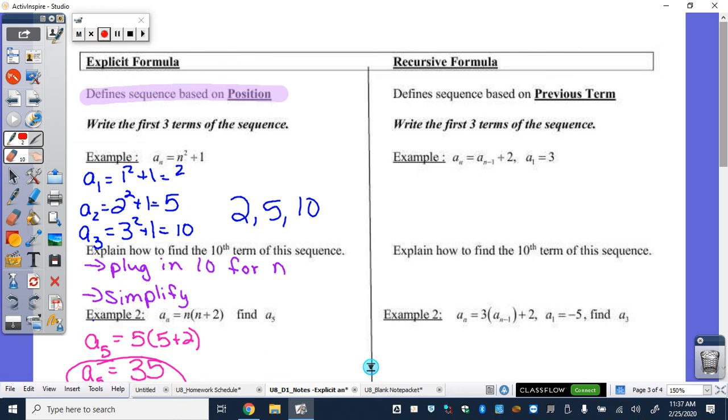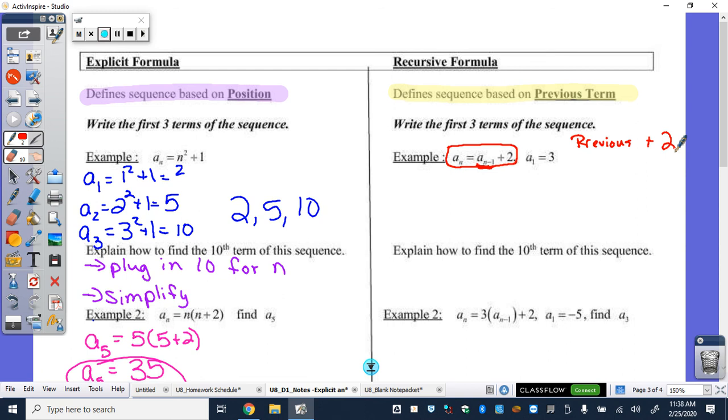All right, let's go over to recursive now. Again, recursive defines it based upon the previous term. So write the first three terms of the sequence. So here's our recursive rule: a sub n equals a sub n minus 1 plus 2. So again, this a sub n minus 1, what does that mean? Previous. So this just means we're taking the previous plus 2.